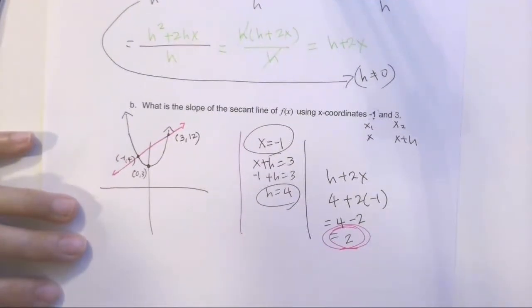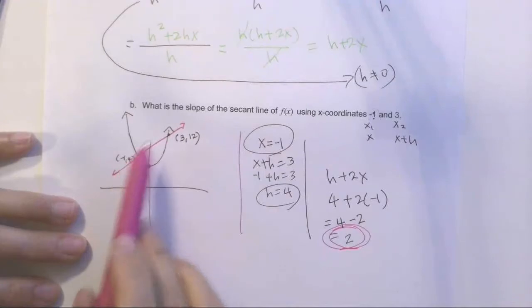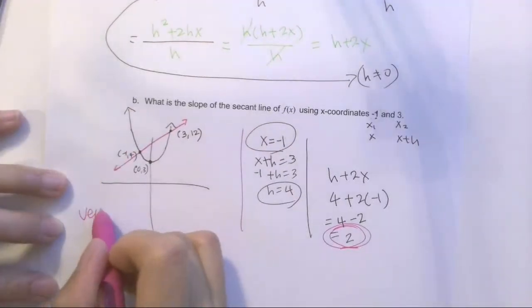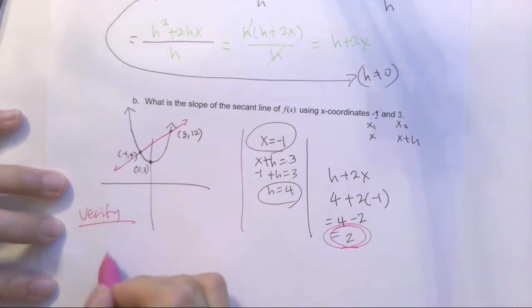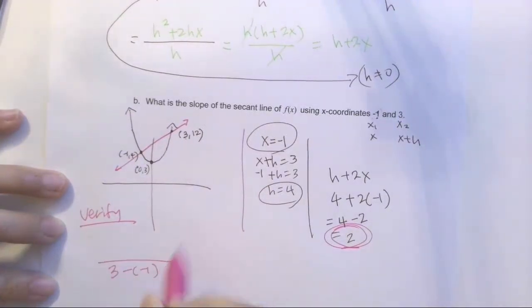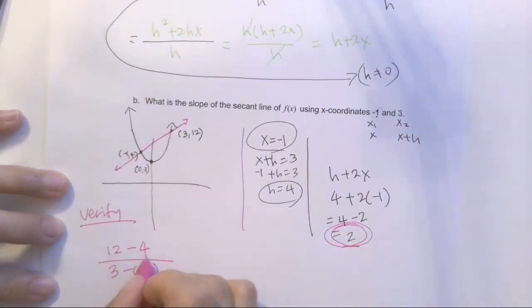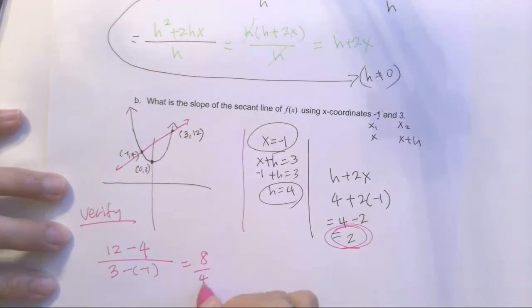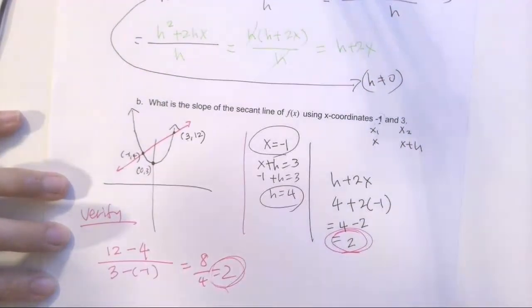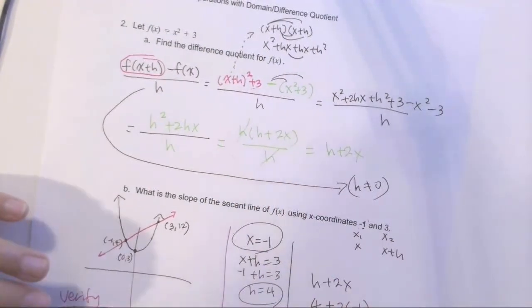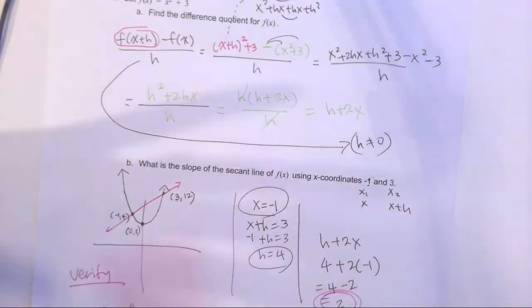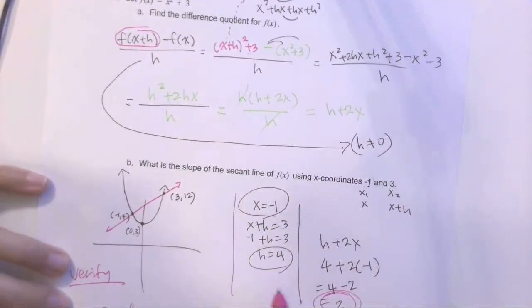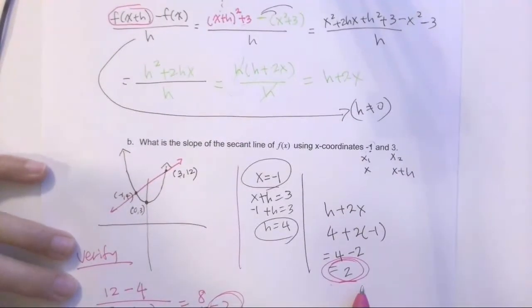Oops, sorry, you can see. Let's verify it with these two points. I already graphed it, so this is the verification. All right, good old y2 minus y1 over x2 minus x1. I got 2. So this formula is beautiful. The difference quotient is beautiful because it works for any case. It does not have to be linear. It works for any case. All you have to do is plug it in to find the correct answer.